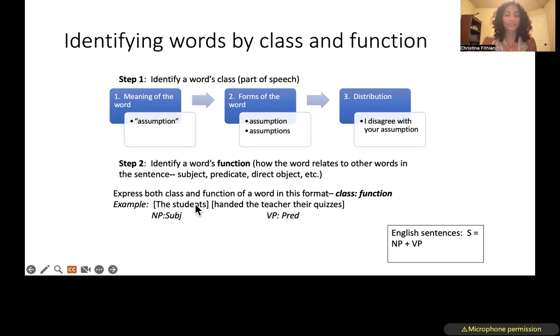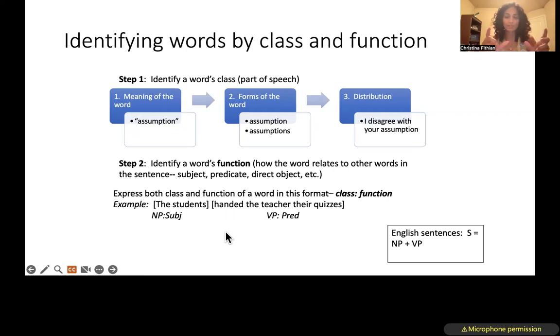Our example sentence here is: the students handed their teacher the quizzes. In this case, the students is a noun phrase subject. We're going to express it NP colon SUBJ. And handed the teacher their quizzes is going to be a verb phrase predicate. We're going to express that as VP colon pred.